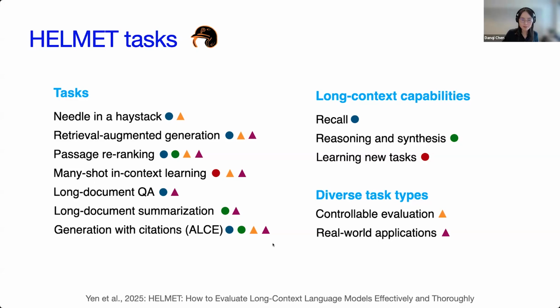So we care about both the correctness of the model output as well as the model's ability to do citations. I should note that many of these tasks are highly controllable. That means we can compare these different models at different input lengths. So we can easily extend the different tasks to different input length levels.